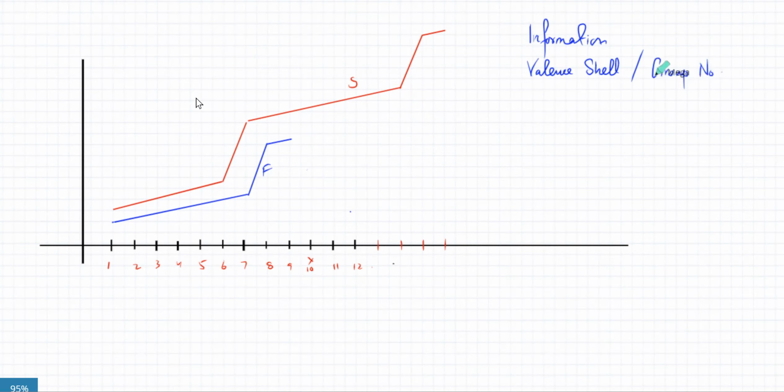You can also tell the total number of shells. Every jump means there's a shell change. Every relatively horizontal line is one shell, that's another shell, that's another. So you can tell the number of shells. The total number of electrons, maybe. Okay, that's also true.